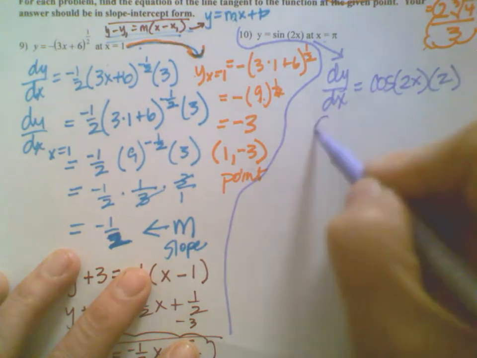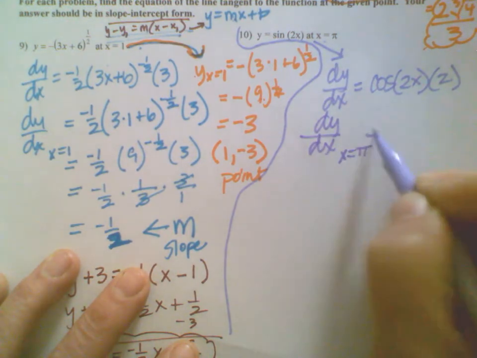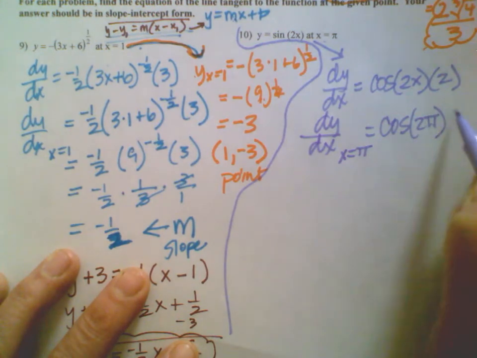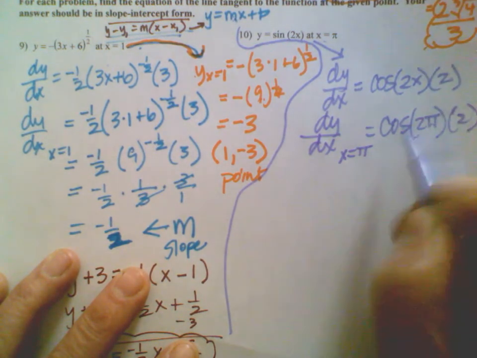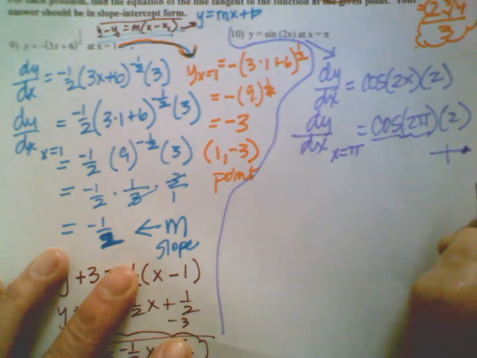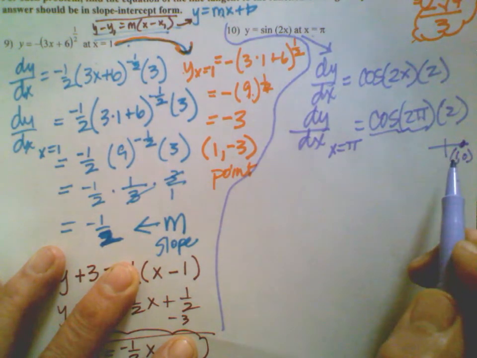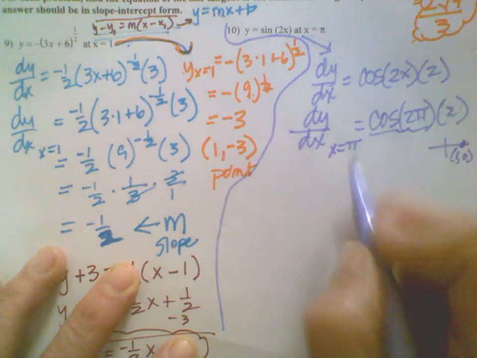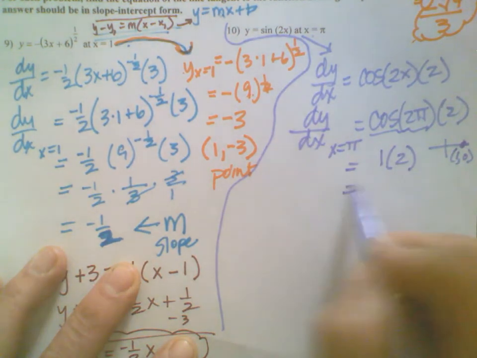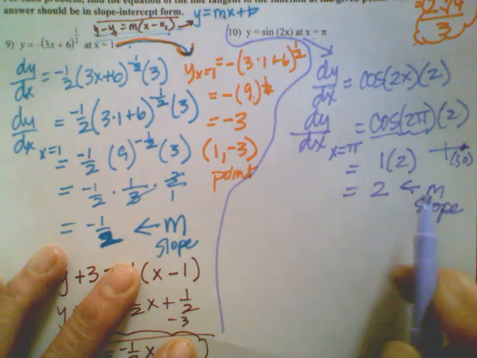Now I have to evaluate that at x equals pi, which means I just plug in pi. This is the cosine of 2 pi, and that whole thing is going to be multiplied by 2. So the cosine of 2 pi, remember where that is. Cosine of 2 pi is right here. That is the point (1, 0). So the cosine of 2 pi is 1. So this becomes 1 times 2, or 2. There is my slope. My m, my slope.